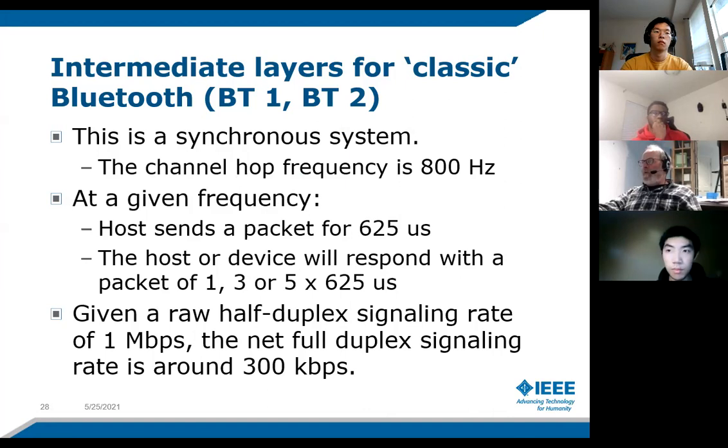Now, given a raw half duplex signaling rate of 1 megabit per second, the net full duplex signaling rate is around 300 kilobits per second. If you take out the back and forth part and the overhead part, that's how well it works. And it works well enough.